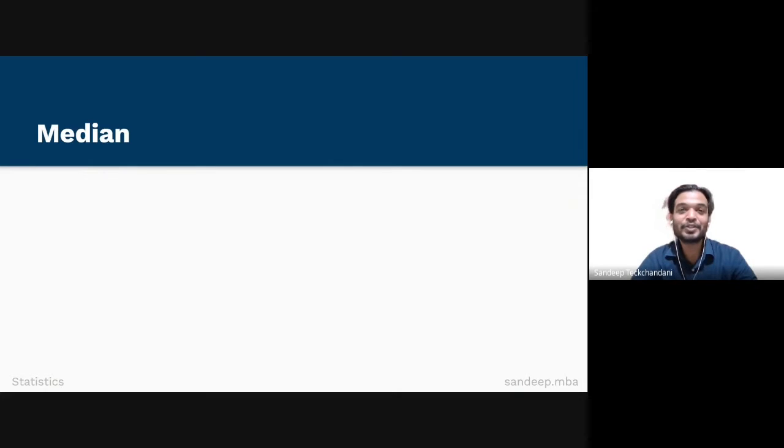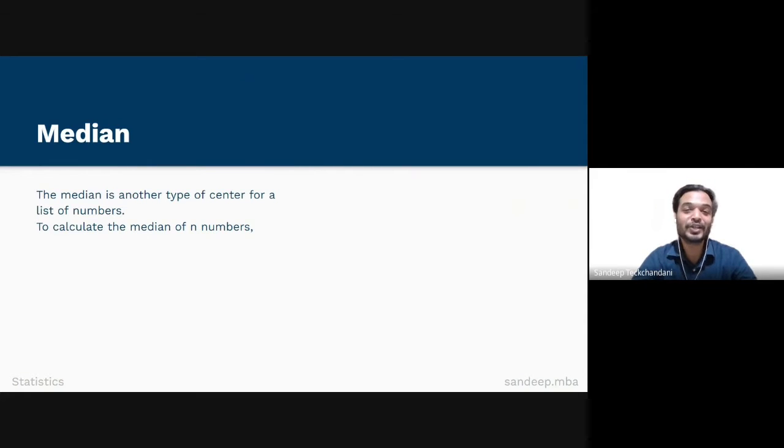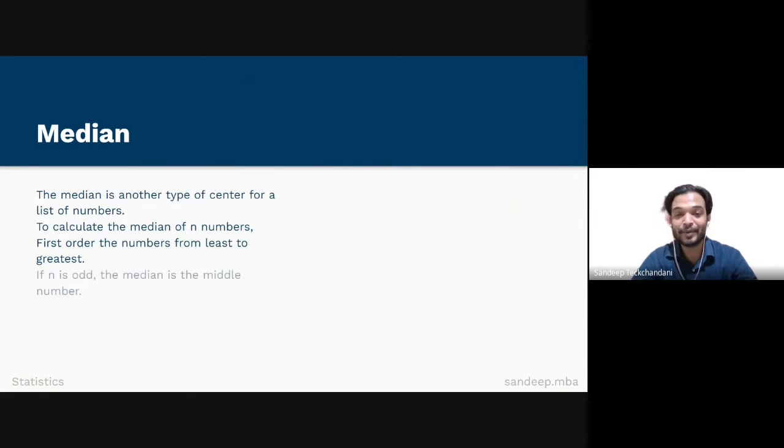In this slide, we will study the median. The median is another type of center for a list of numbers. To calculate the median of n numbers, you must first order the numbers from the least to the greatest. If n is odd, then the median is the middle number. But if n is even, then the median is the average of the two middle numbers.